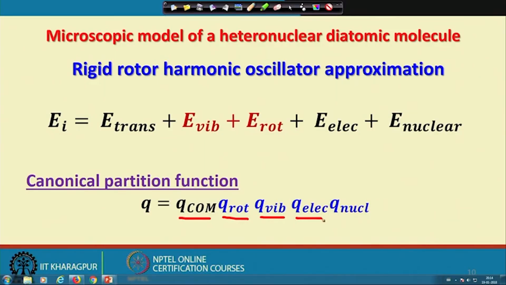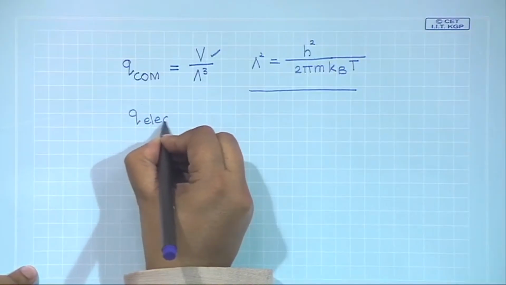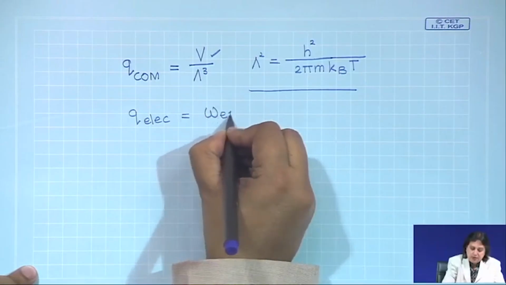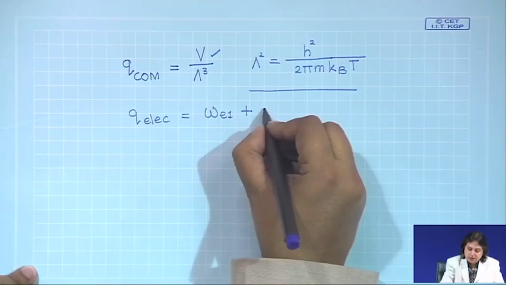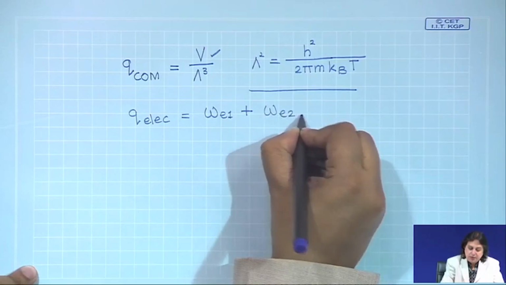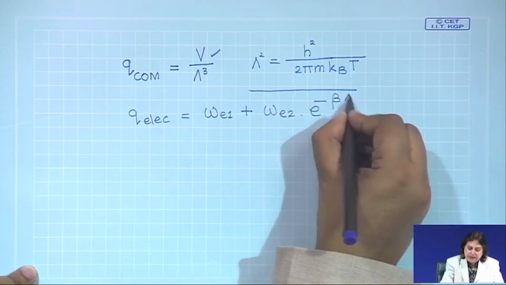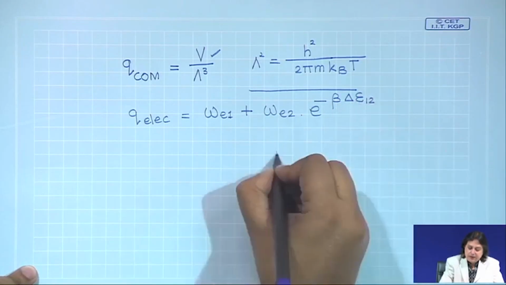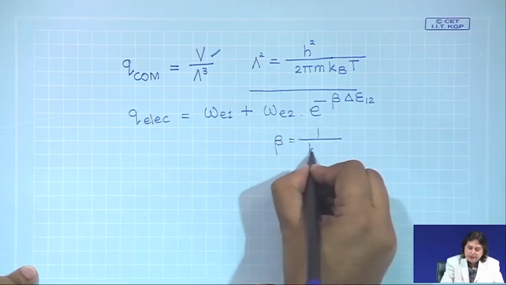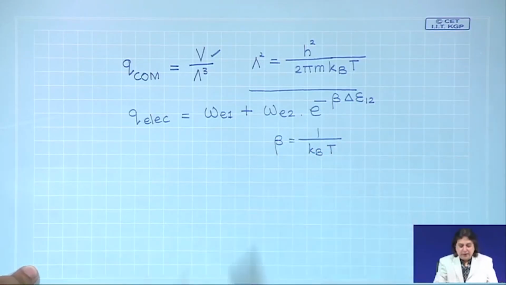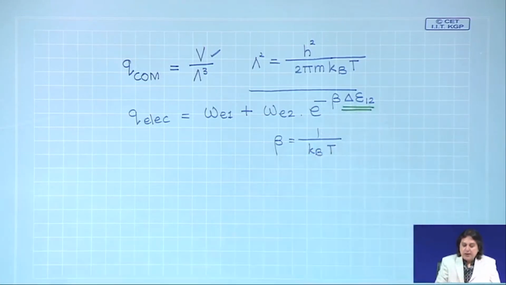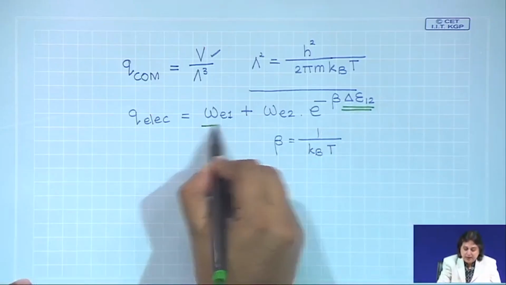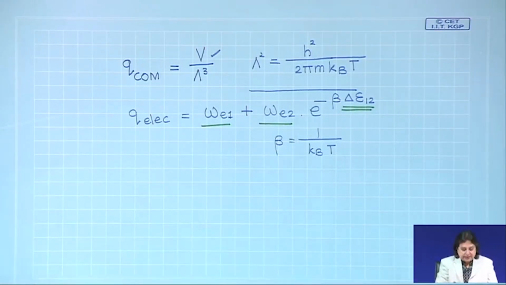We have also seen how to get q electronic, and q electronic is generally written as omega E1, that is the degeneracy of the ground electronic state, plus omega E2 into e to the power of minus beta delta E12, where beta is equal to 1 by kBT. We have already done this, and therefore, if from experiments or from some calculations we can know what delta epsilon 1 2 are, and we have information what these degeneracies are, I can find out q electronic.